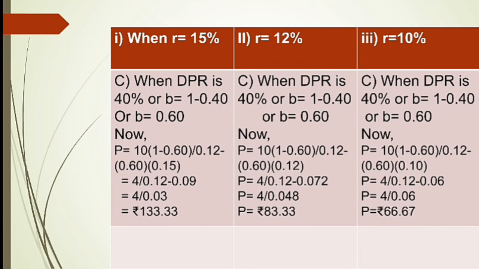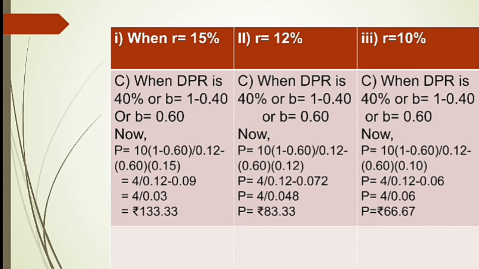And lastly, what we get after solving the last line is rupees 83.33 per share value according to the dividend payout ratio of 40% for XYZ Limited Company when R is 12%. Now the third main condition is based on the declining firm condition.